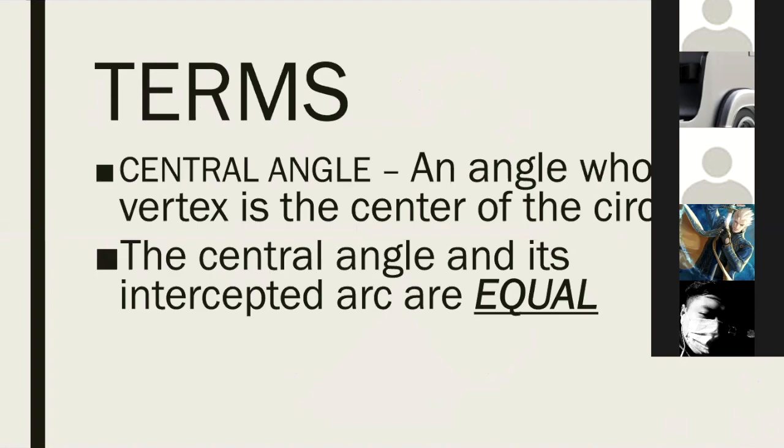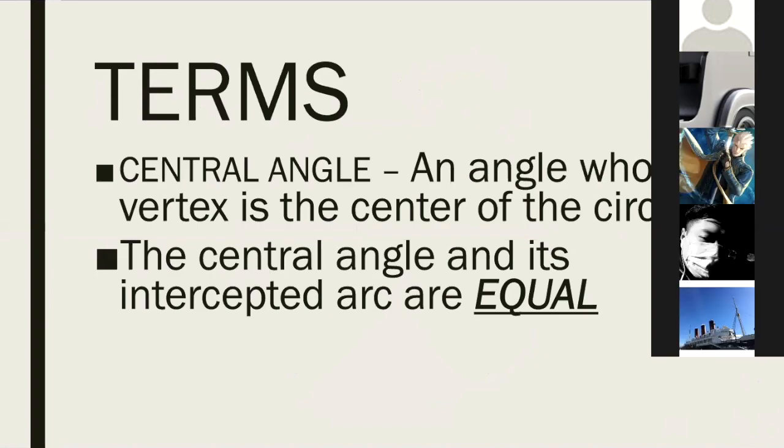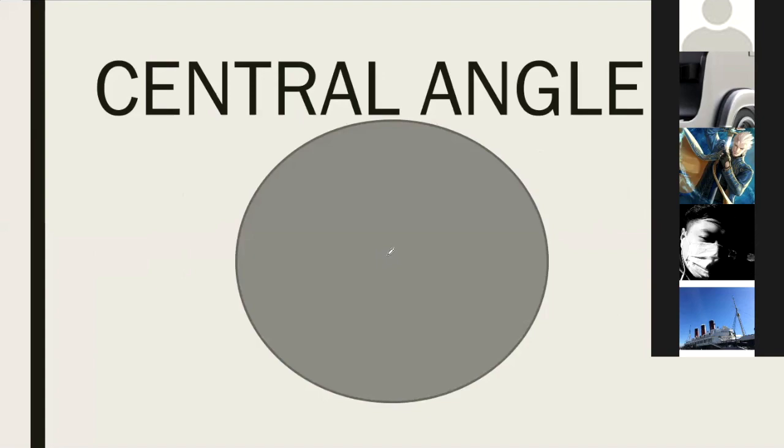Next, central angle is an angle whose vertex is the center of the circle. So, gitna ng circle. And the central angle and its intercepted arc are always equal. So, ano ba ibig sabihin ng intercepted arc? So first, may drawing ako na naman. So, yung central angle ay palagi nasa gitna ng circle. So, dito nagsistart ng central angle. So, let's say, angle A.